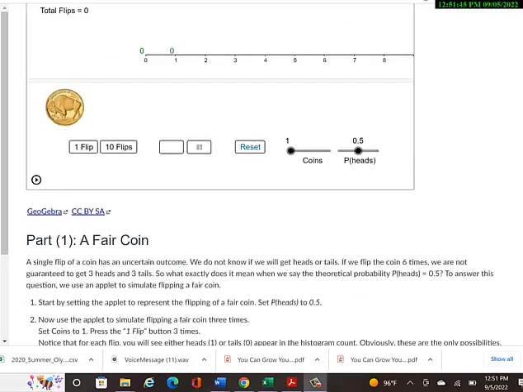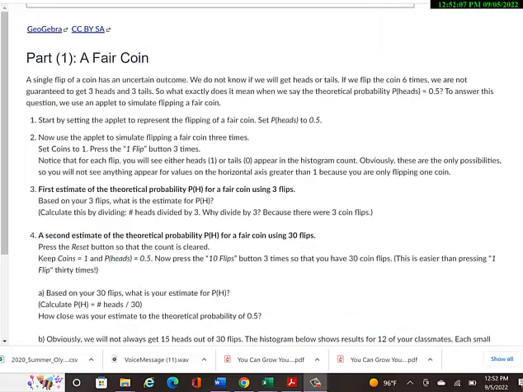Okay, now we'll press this button that says 1 flip. We'll press it 3 times, and then it should record how many of each you get, heads or tails. Notice that for each flip, you'll see either heads 1 or tails 0. That's the only confusing thing about this applet. It doesn't say T for tails, H for heads. It'll give you a 1 for heads and 0 for tails, because we're trying to calculate the probability of heads. You get 1 for each heads and 0 for each tails, because we're not interested in tails right now.